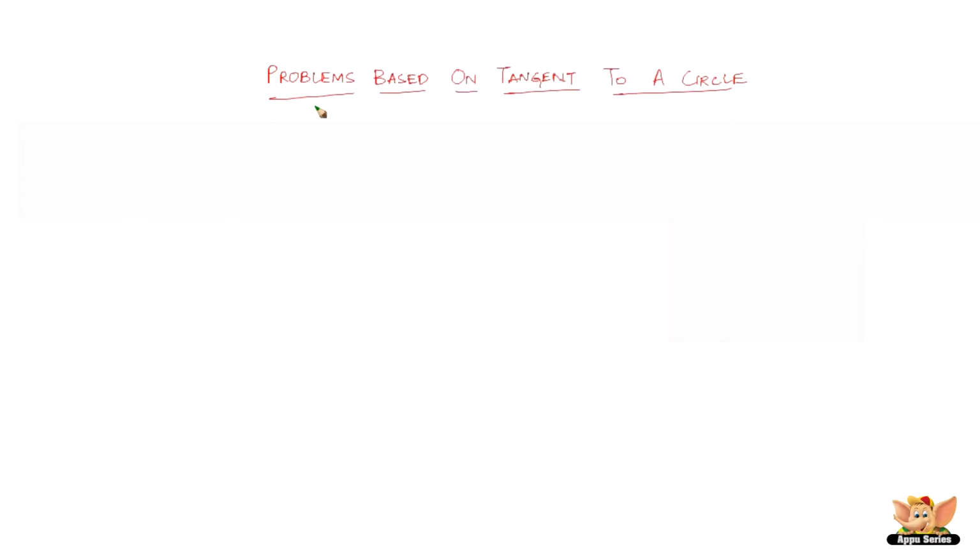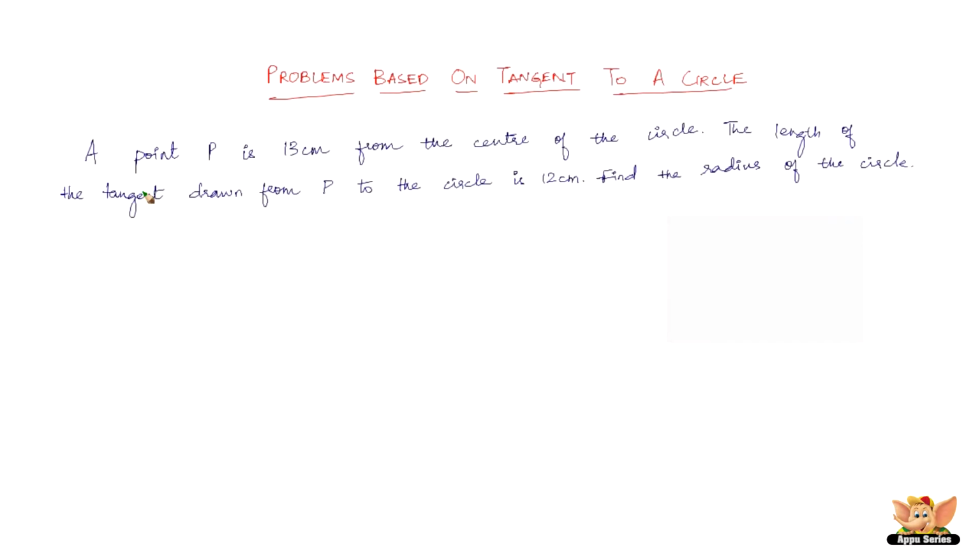In this video, let us solve problems based on tangent to a circle. We've got a question here which reads like this. A point P is 13 centimeters from the center of the circle. That is, it is exactly 13 centimeters from the center of the circle O.